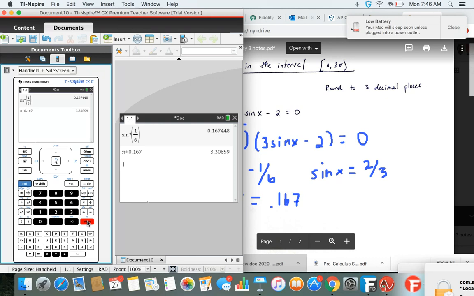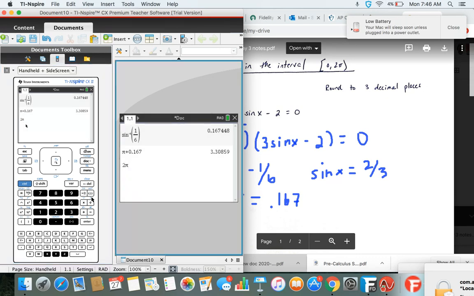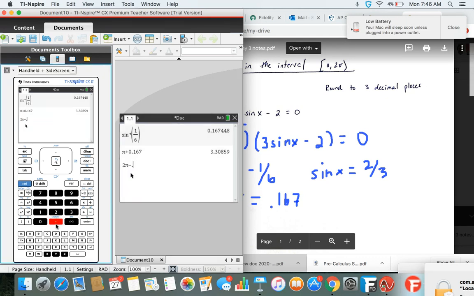And it's going to be 2 pi minus the same reference angle. All right. So there are my two answers. My answers would be 3.309 and 6.116. All right, guys, just for time's sake, and you see how I struggle with writing on the mouse here. Those are the two answers, okay?